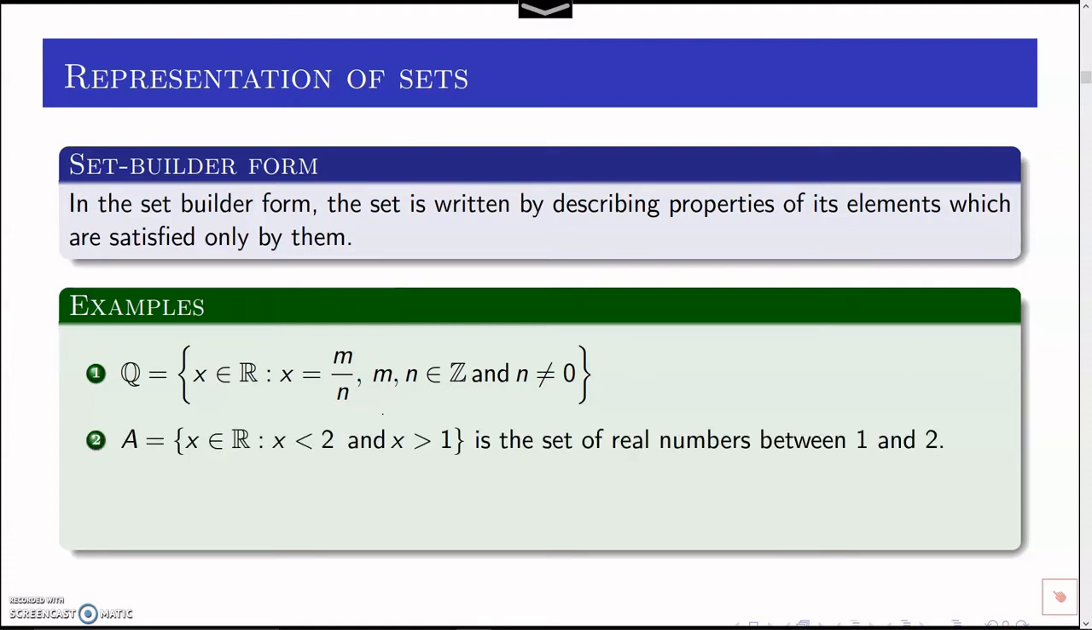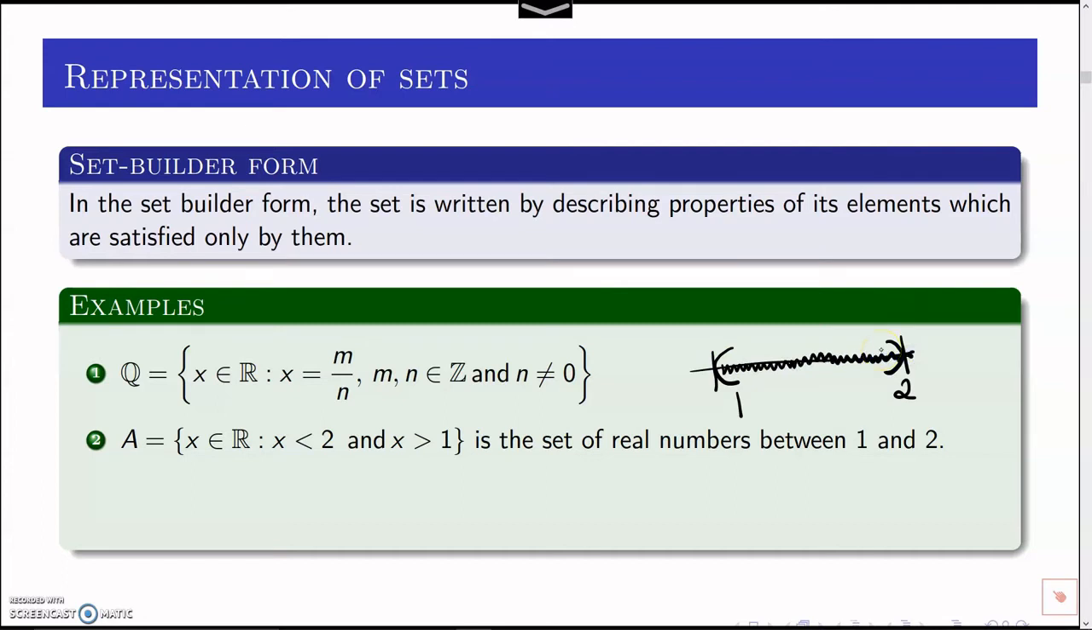One more: the set of all real numbers x in R such that x is less than 2 and x is greater than 1 is the set of all real numbers between 1 and 2. If you put it on the number line, it is actually this. I have 1 here, I have 2 here. I want all the real numbers which are bigger than 1, and all the numbers which are less than 2. So all these numbers are in this set capital A.